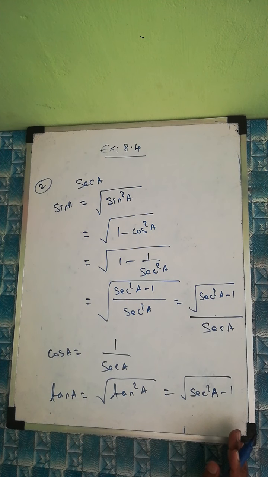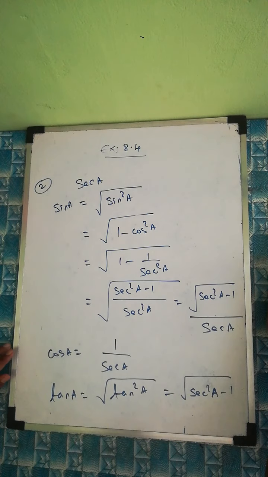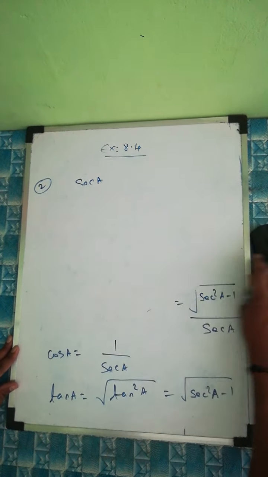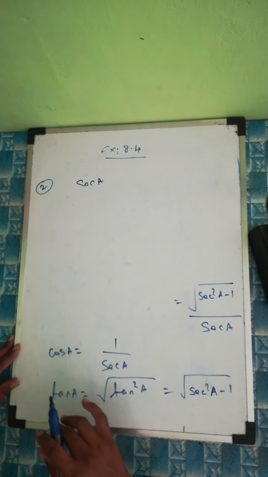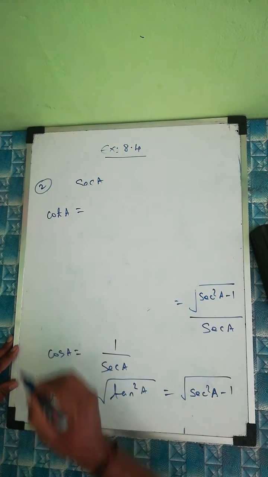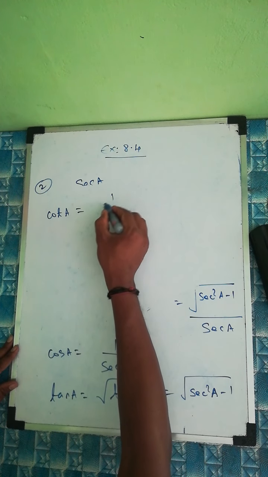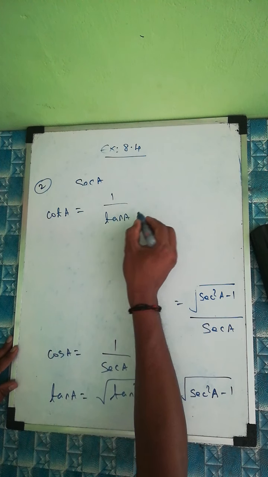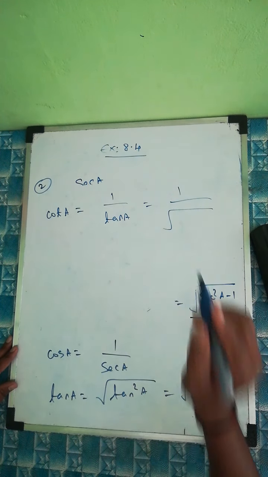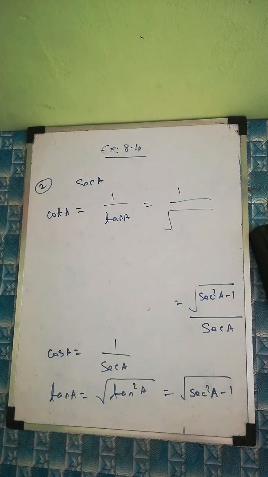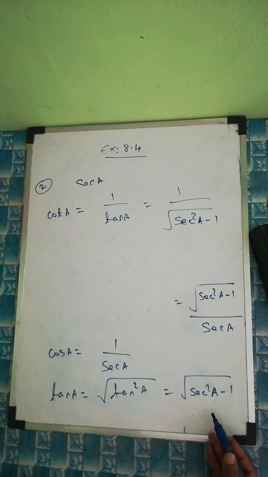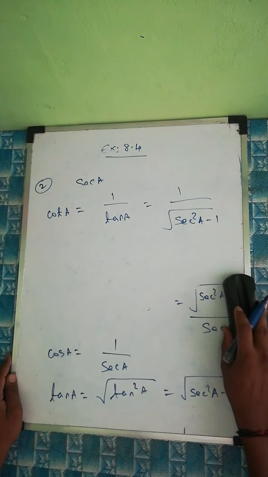Now next one is cot. Cot formula, we can write straightly, is 1 by tan. So 1 by tan is what we got, and tan is root of secant square A minus 1. We proved that just now, so we can just write it straightly.